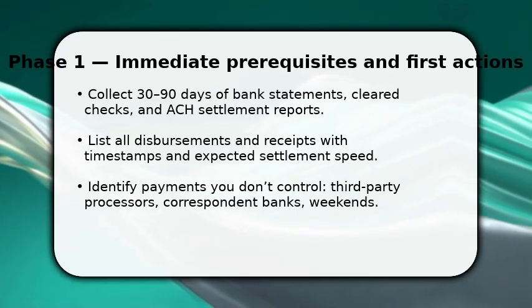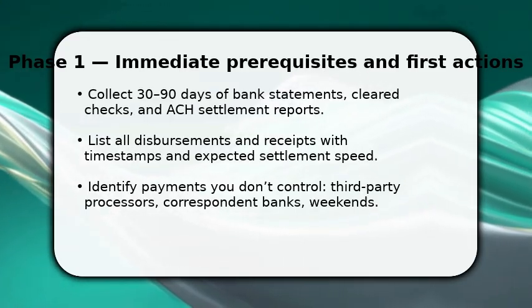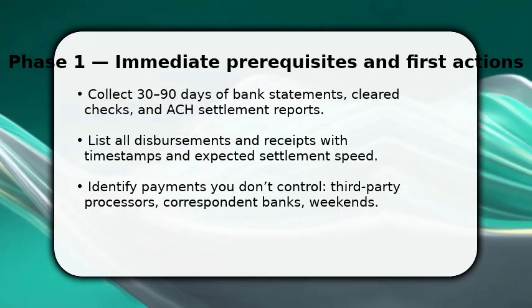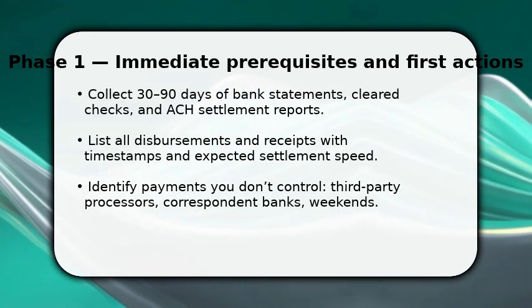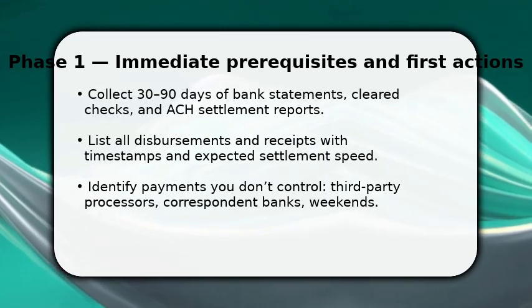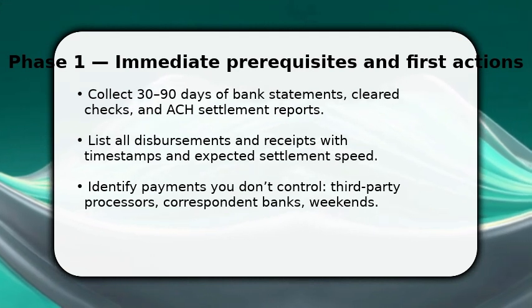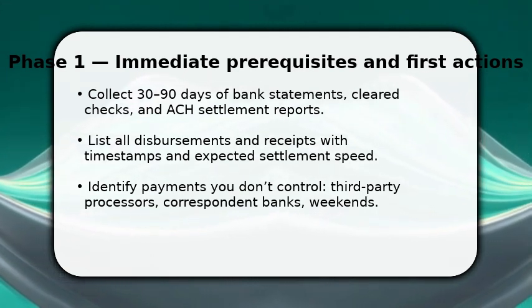Now begin tagging items that aren't under your control, for example, third-party processors, correspondent banks, and weekend holds, because those create independent float. Make sure to separate controlled timing policies from external delays. This split is how you isolate independent float.